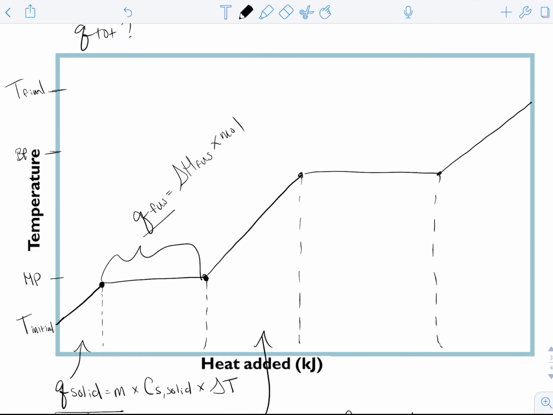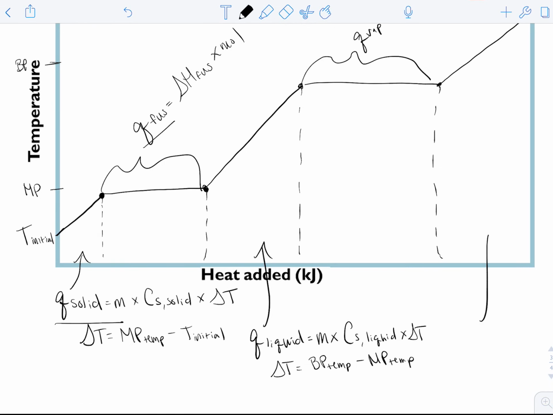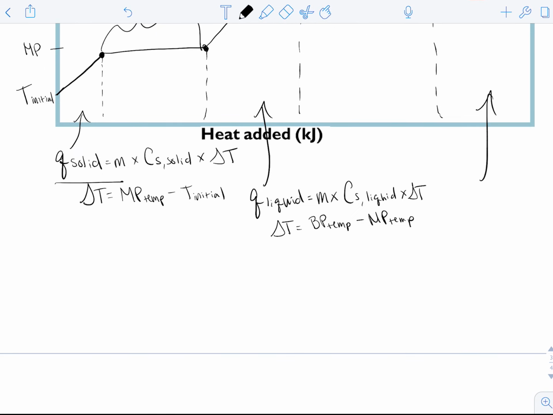And then we get to evaporation. So this is going to be Q of vaporization is equal to delta H vap times our moles. And then lastly, we have this area right here where we have our Q of our gas or vapor equal to our mass times our specific heat of our gas, to stay consistent, times delta T.